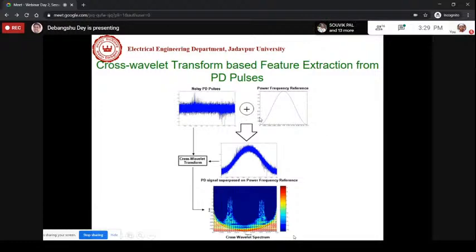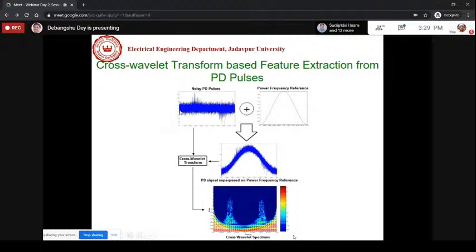This is the noisy PD pulses. The partial discharge signal we have recorded is the PD pulses. This is the power frequency signal, the plain sine wave, the 50 Hz signal. Then we add them up. This is the signal we have got, plus this signal, plus this one.